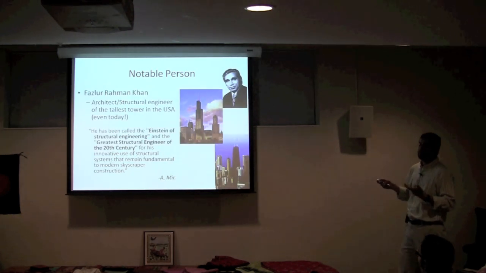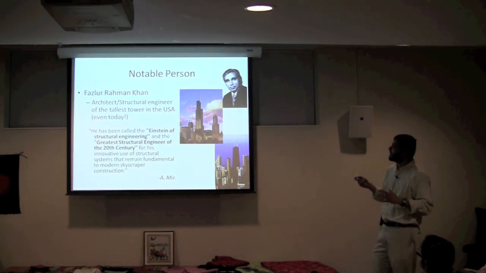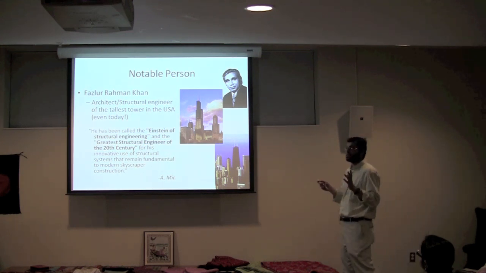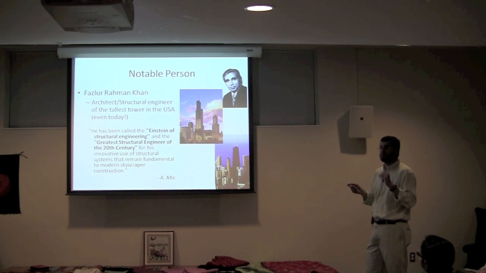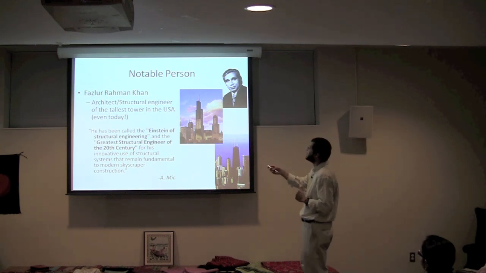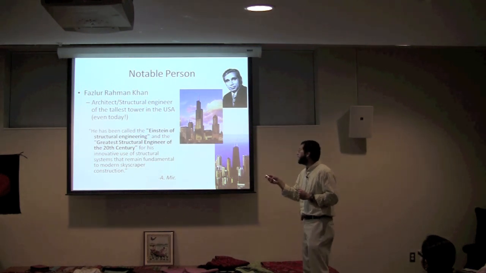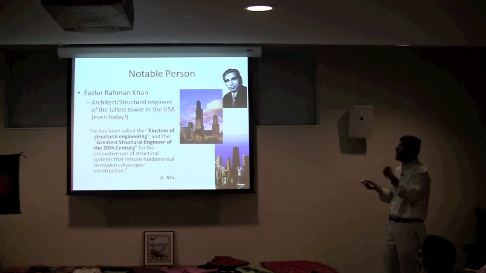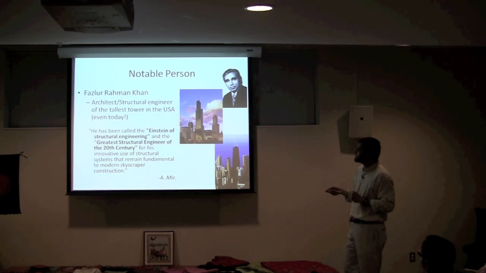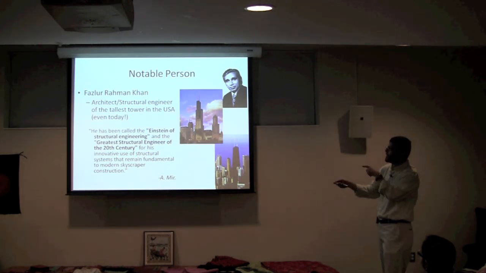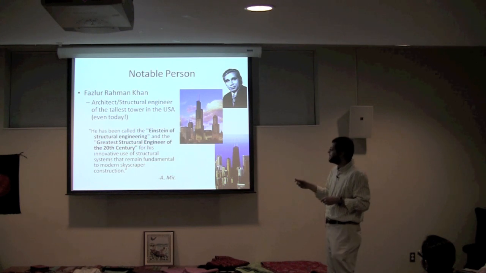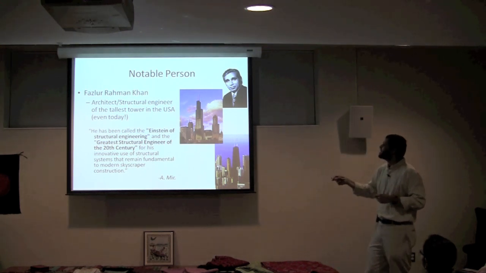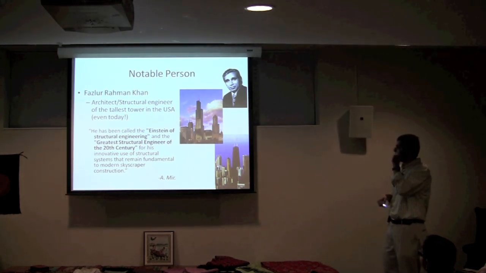Another notable person of our country is Fazlur Rahman Khan. He's an architect and structural engineer. If any of you have been to Chicago, he's the architect and structural engineer behind two very famous constructions there. For example, on the left side is the Sears Tower, and on the right picture we have the John Hancock Center, both of which he was the main designer of. He has been called the Einstein of structural engineering, which I have highlighted here, and also the greatest structural engineer of the 20th century.